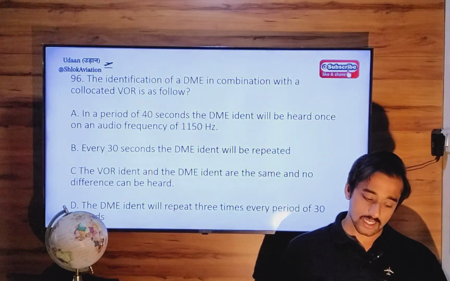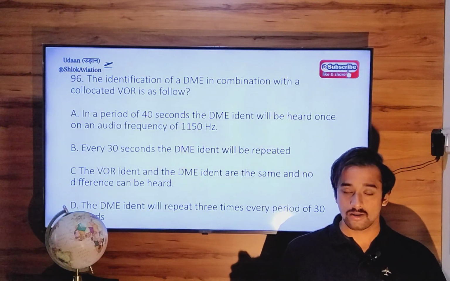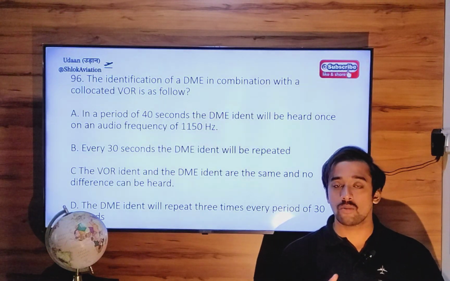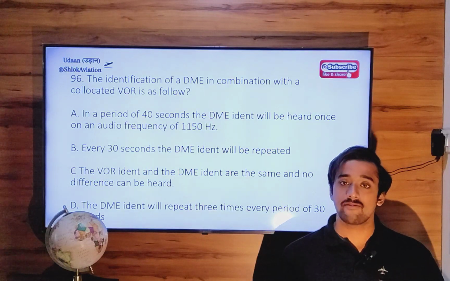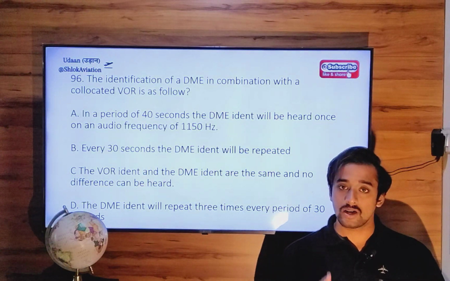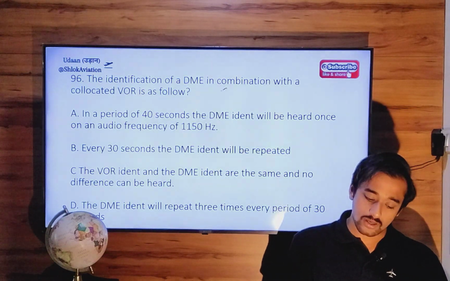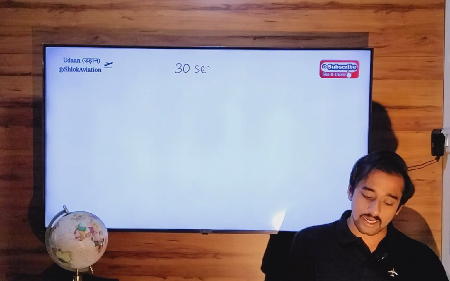Question 96. The identification of a DME in combination with a co-located VOR. Now, when a VOR and DME station are co-located, they will share the Morse code identifier. And this Morse code identifier is transmitted every 30 seconds, four times in each 30 seconds. This Morse code identifier you will hear for 30 seconds.